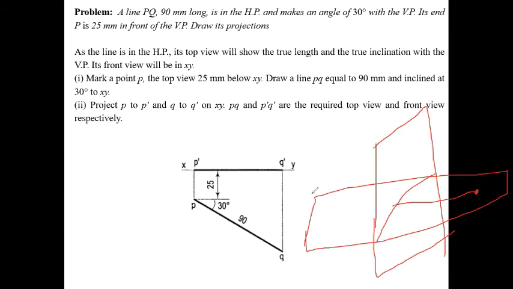Q dash, and P will be 20 in front of VP, so its top view will be, if we rotate it, 25. For this, the distance from the XY to the position of point P will be 25 millimeter, and the angle is given, 30 to the HP. So first we draw the top view, at 30 degree. First P and Q, and from this we draw P dash and Q dash.